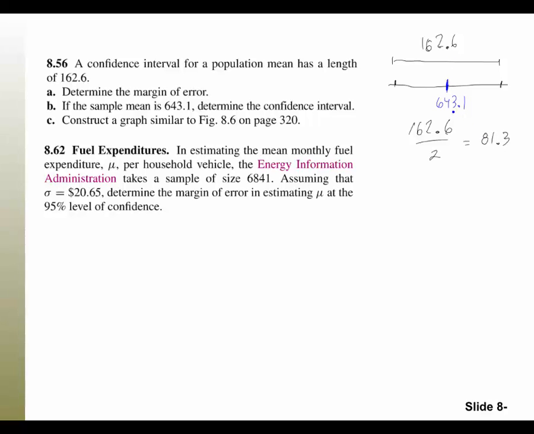So we're going to add 643.1 to 81.3, and we get 700 what? 724.4. Thank you. So we do plus E, and we're going to do minus E. 643.1 minus 81.3. Nice and loud. 561.8. Thank you.